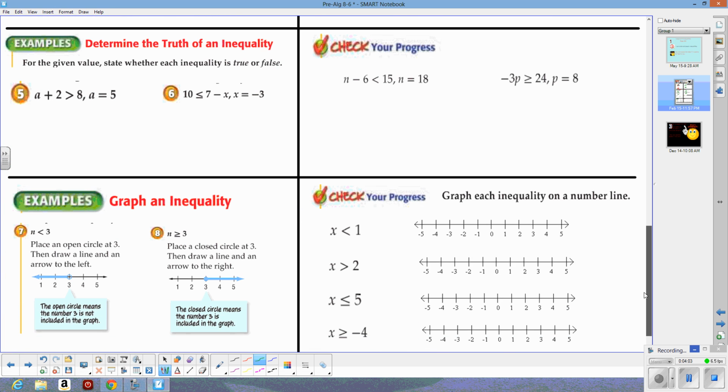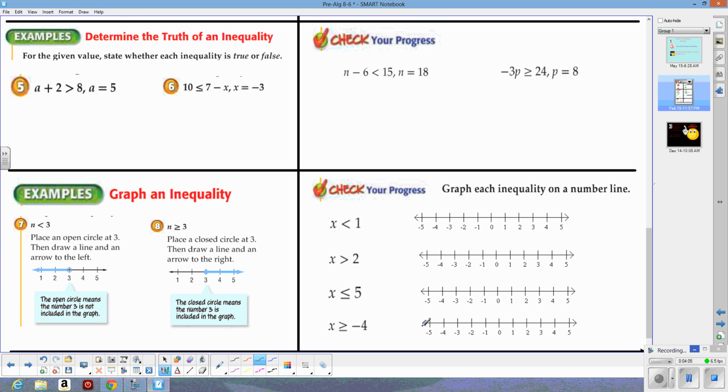All right, the next thing we're going to do is determine whether or not an inequality is true or false. A plus 2 is greater than 8. We're going to plug in 5 for A and see if this is true or false. So 5 plus 2 is greater than 8. 5 plus 2 is 7. And 7 is not greater than 8. So therefore that inequality is false when A is 5.